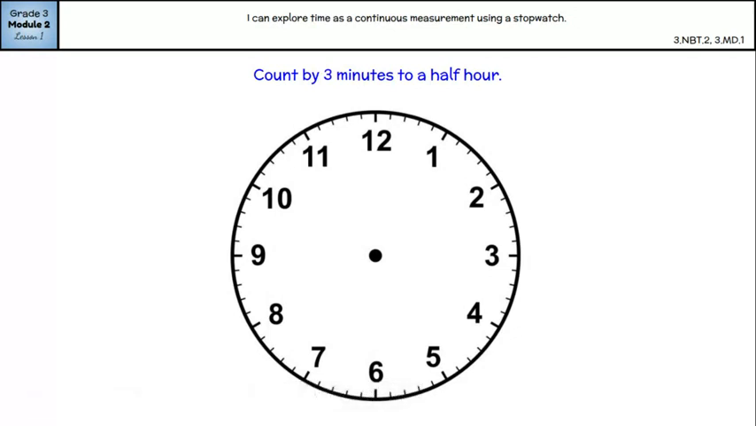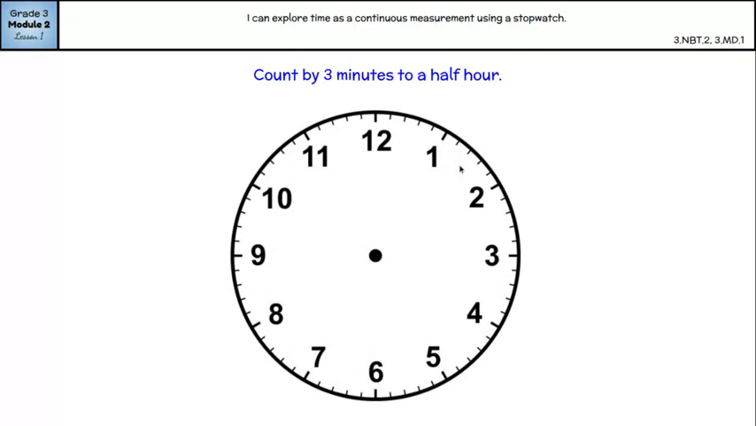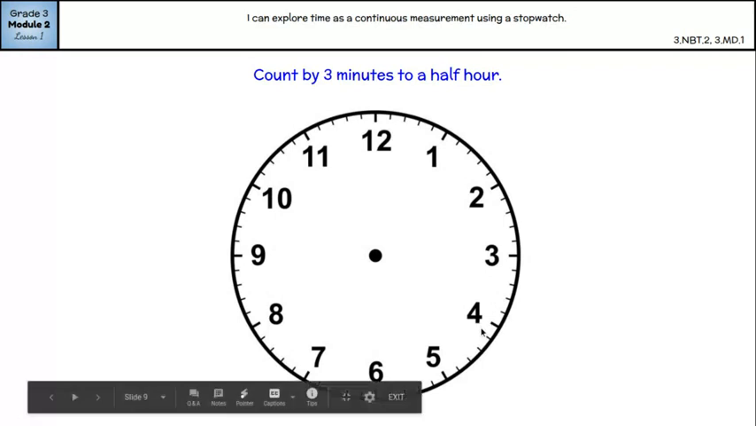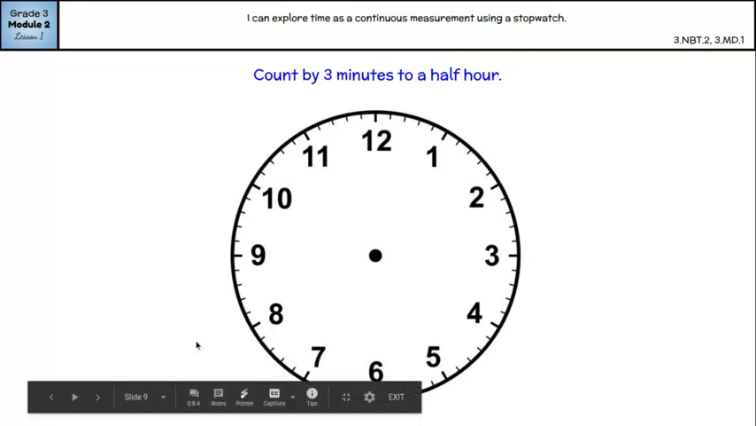Count by 3 minutes to a half hour. Okay, this is like counting by threes. 3, 6, 9, 12, 15, 18, 21, 24. I have something blocking my screen right here. 27, 30. Wow, so I can use the skip counting that I've been learning in multiplication even to help me with time.